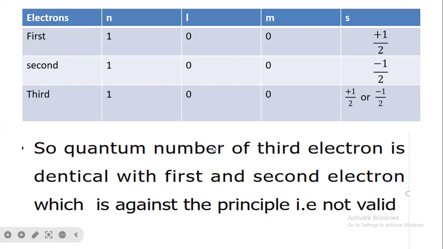So the quantum numbers of the third electron would be identical to those of the first and second electrons, which is against Pauli's exclusion principle. That is not valid. The spin is either clockwise or anticlockwise, and it is similar for either the first electron or the second electron.